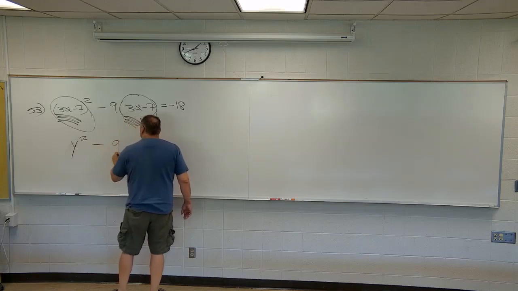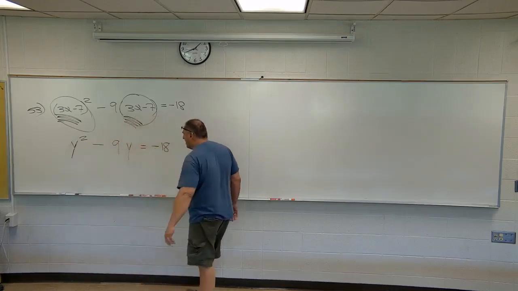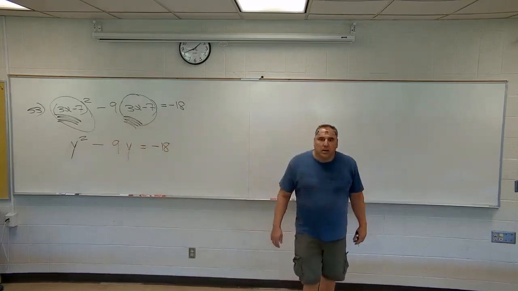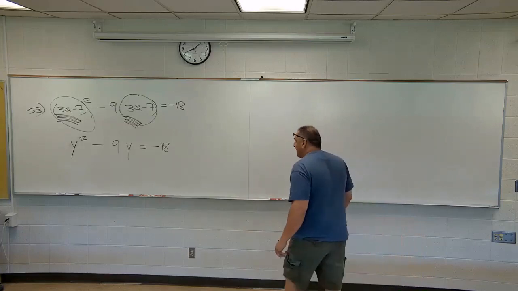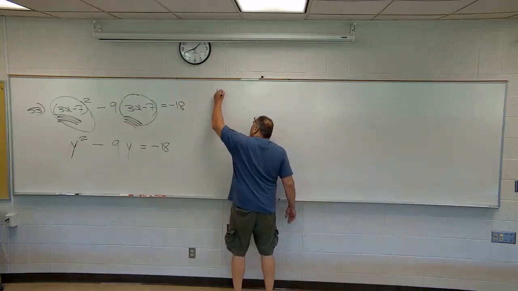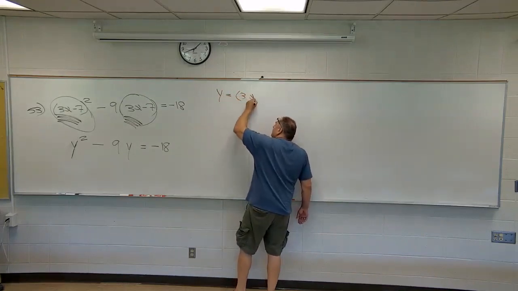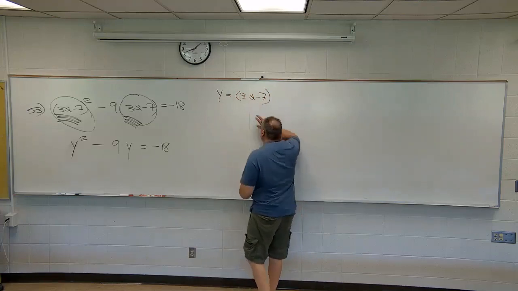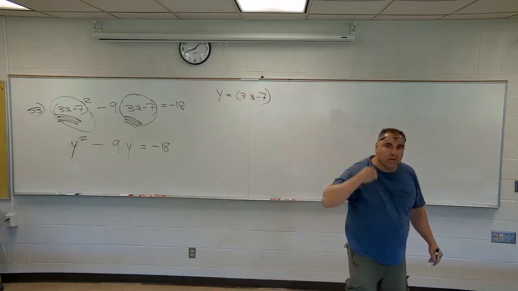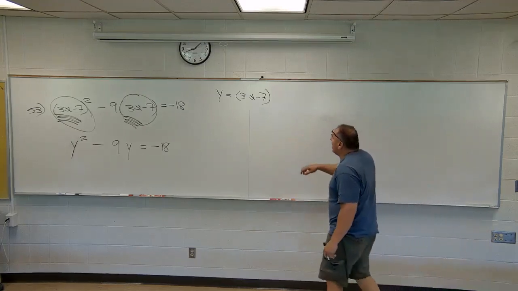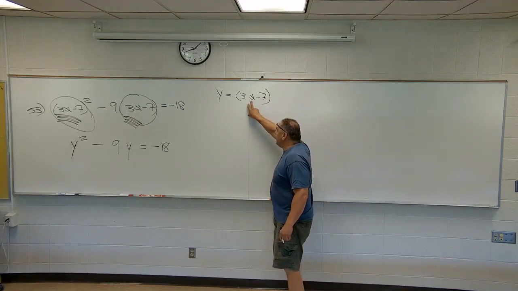Watch what I'm about to do, and let me make the argument. What have I just done? What I just did was create an auxiliary variable. Maybe a better way to say it is this: I took the quantity 3x minus 7, and I set it equal to y.